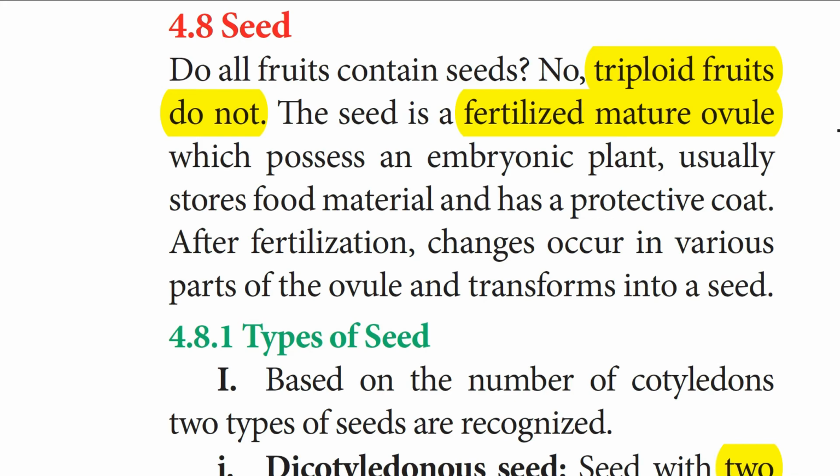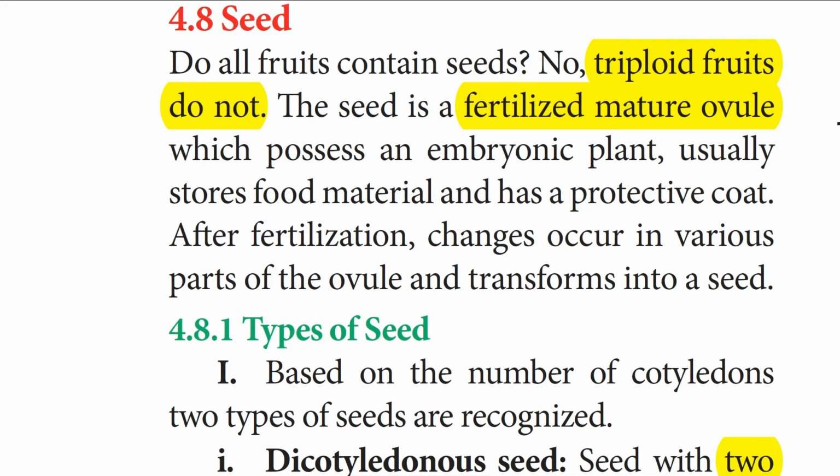Triploid fruits do not have seeds. What do you mean by triploid? The plant which has the 3n number of chromosomes in their cells, they are triploid. They are seedless. A seed is a mature ovule which contains the embryo in it. So after fertilization, the ovule undergoes various changes and it gets transformed into a seed.